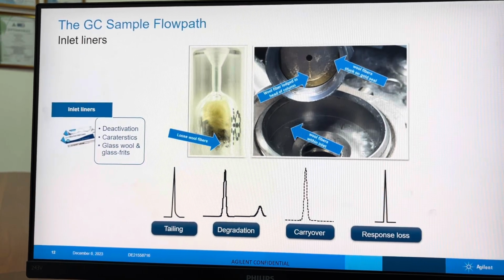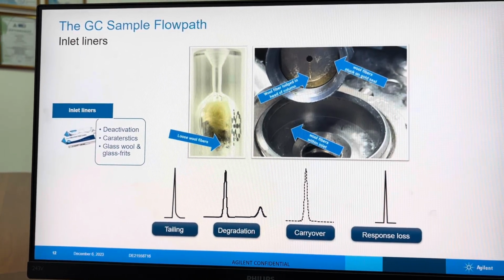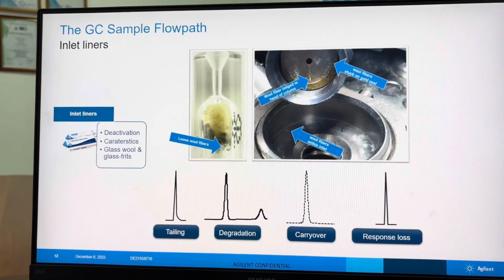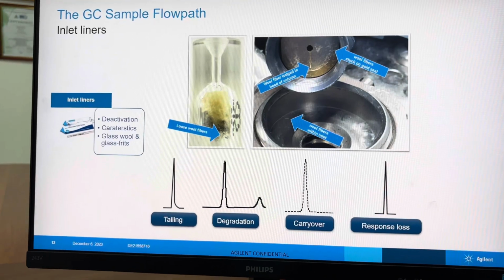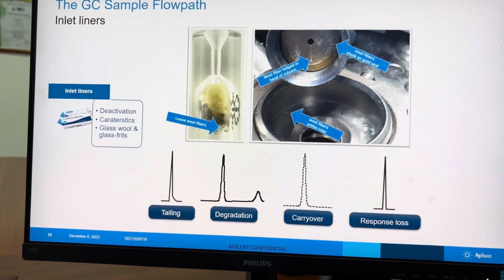The choice of the liner is a very important thing. And the characteristics: what type of liner, the design, and glass wool. Whether it is required or not. If it is required, what kind of glass wool.